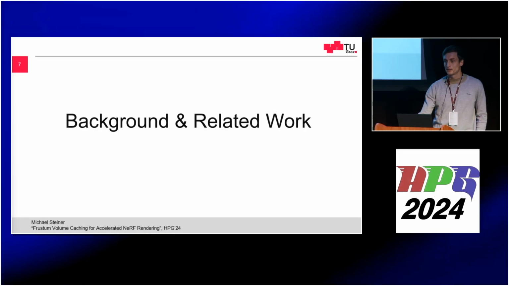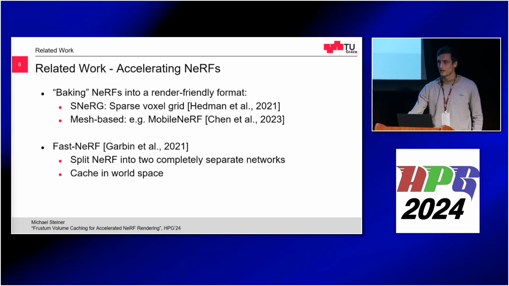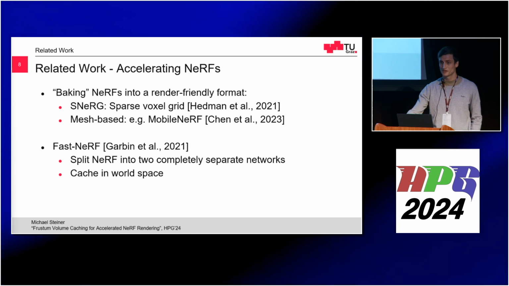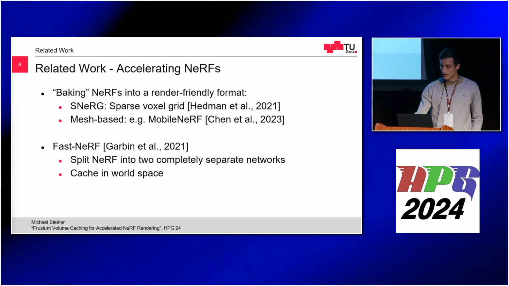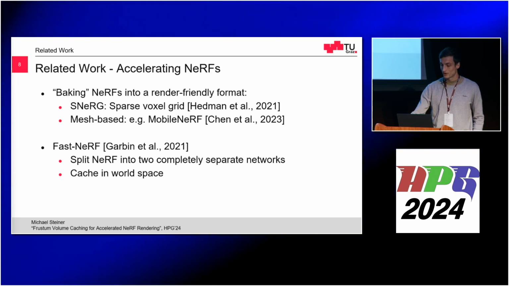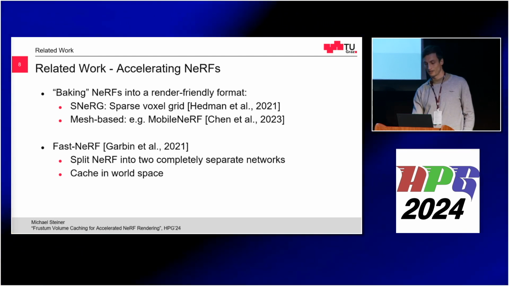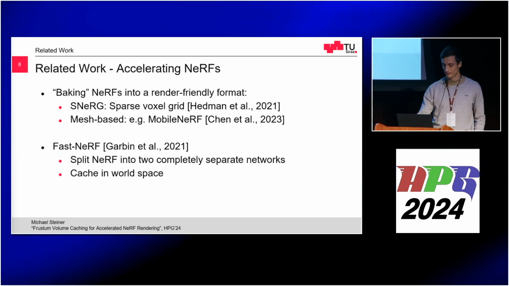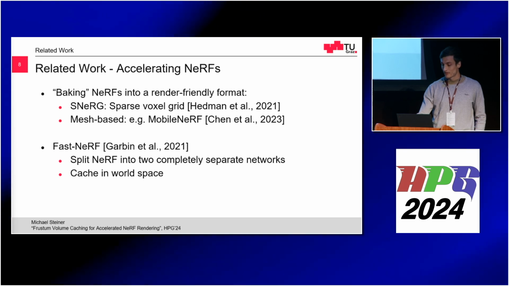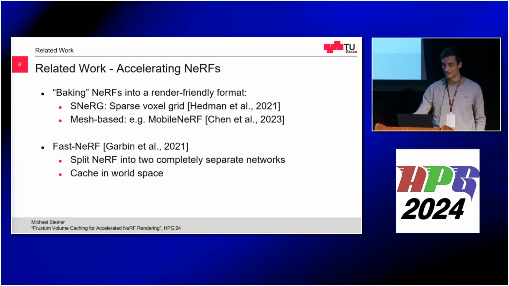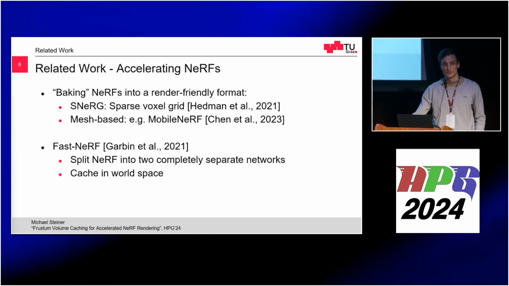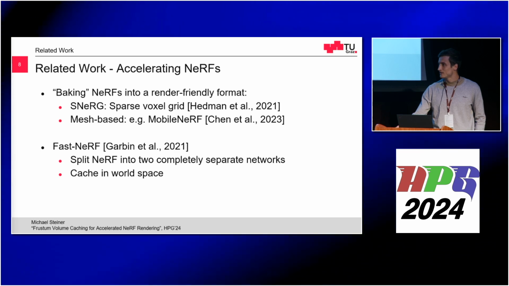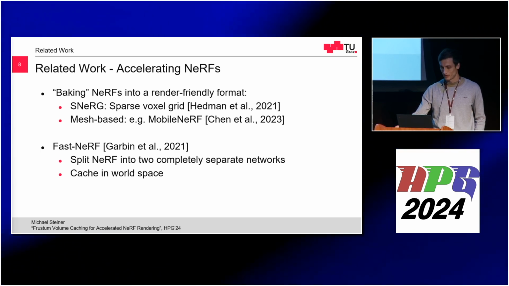Some background and related work. Previous methods tried to accelerate NeRFs by baking them into a more render-friendly format, so training a high-quality NeRF model, and then, for example, SNeRG bakes it into a sparse voxel grid with neural features which can then be more efficiently queried than, for example, a large MLP. Other methods like MobileNeRF extract a mesh from a trained NeRF model, which can then be efficiently rasterized or ray traced, like we heard yesterday. This usually has the problem that it struggles with thin structures and semi-transparent surfaces.